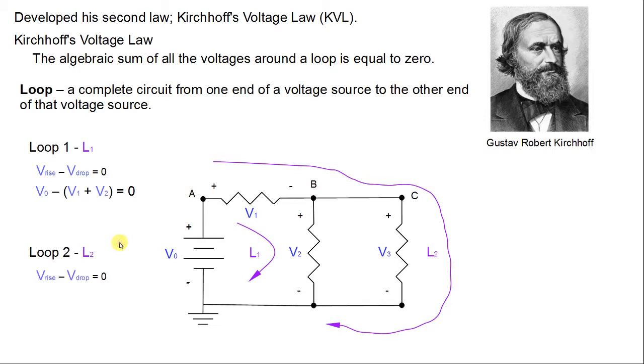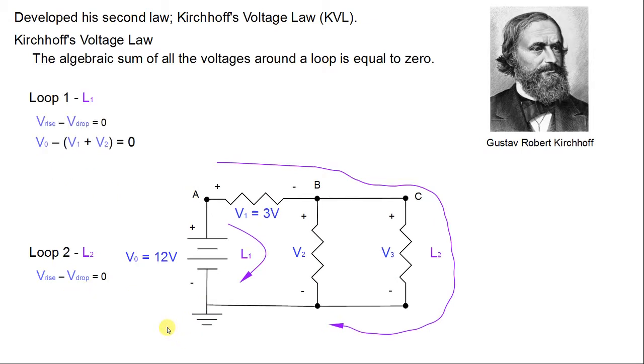Let's look at loop 2. Again, just restating what he has up here. We still only have one voltage rise here, only one source of voltage in this circuit. So V0 is going to be my only rise. But here I have V1 still, and I'm adding it to V3. So for this loop, I'm going through V3 and then coming back to the other end of the source.